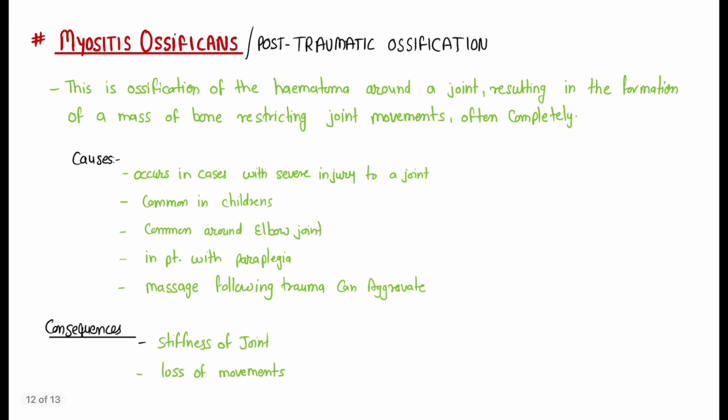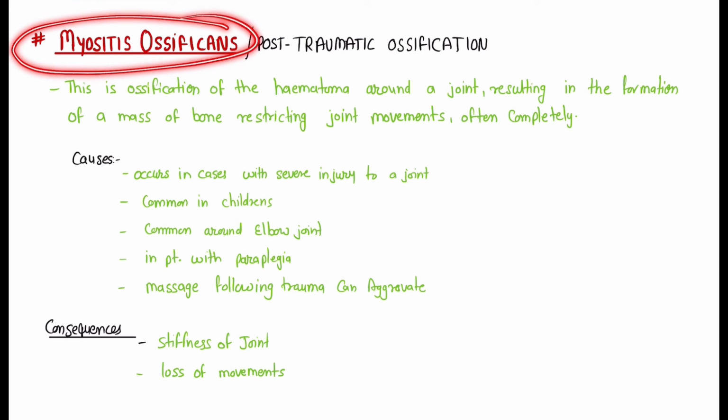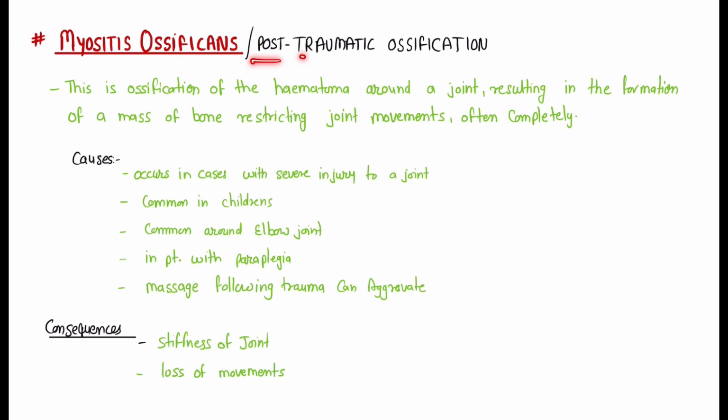Then the next topic we have is myositis ossificans, which we can also call post-traumatic ossification, or ossification of muscles. This is the ossification of the hematoma around the joint, resulting in the formation of a mass of bone, restricting joint movement and often completely. What are the causes of myositis ossificans?